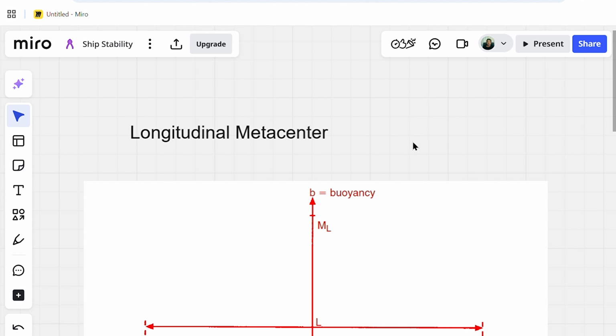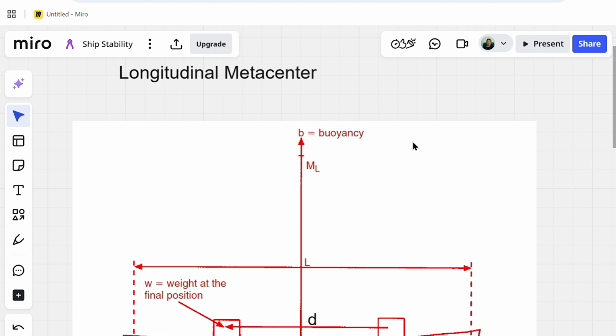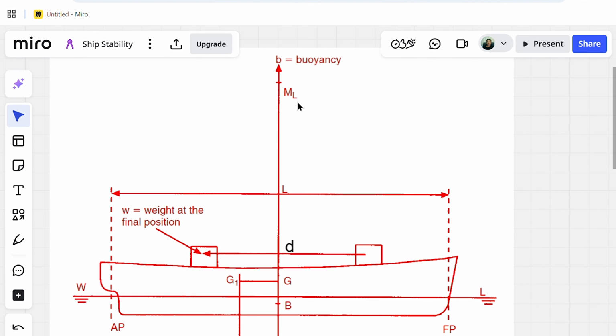There is a term called longitudinal metacenter. Longitudinal metacenter is different from the transverse metacenter. When we are dealing with transverse stability, vessel heeling and all, there we come across transverse metacenter, transverse KM, transverse GM, but we don't put the letter T. If you say GM, that means it's transverse GM. But in longitudinal stability, when we are dealing with longitudinal metacenter like KML, we must put the small subscript L.